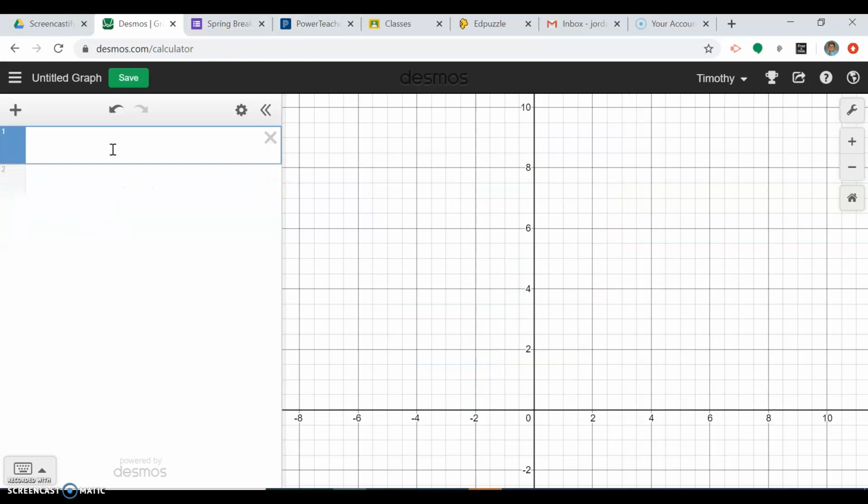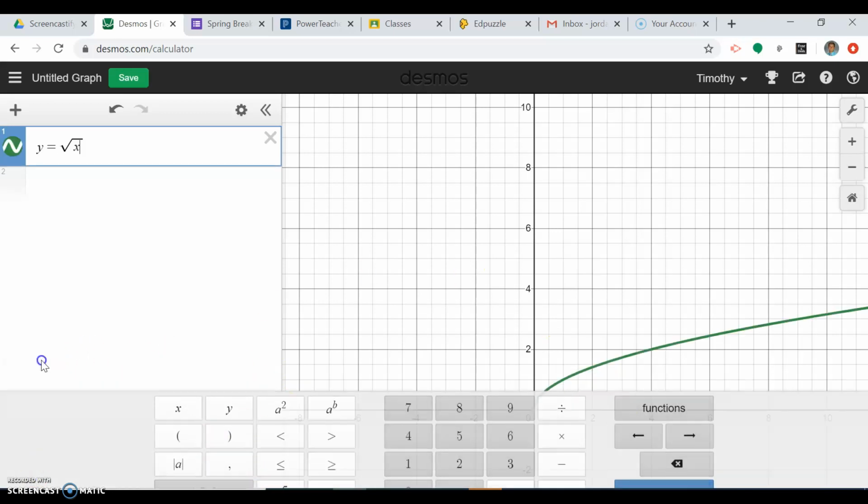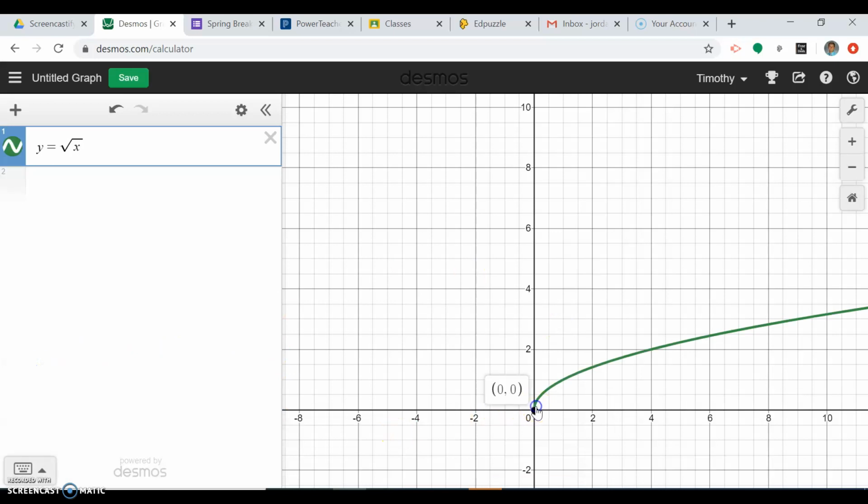And I want you to graph y equals, people are like, where are the square root buttons? So click your keyboard down here in the bottom. There's a square root button, and I'm going to put x in there. So now notice, there's a couple of points I can use right here. 1, 1. I can also use 4, 2 to graph my parent function.